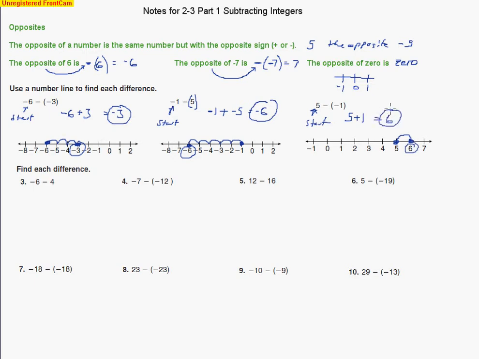So we're going to use that rule when we're doing these problems. And so every time I want you to think of that minus sign as the opposite of this number. And we'll change it to an addition problem.